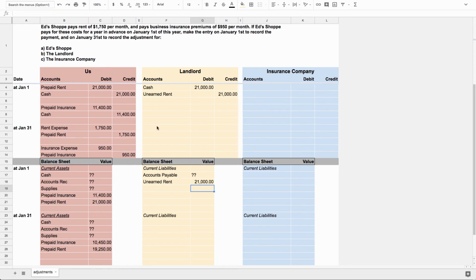On January 31st, at the end of the month, if all of these companies adjust every month and put the right amount of expense and revenue in the accounting period, then you've got to add the revenue you've earned by providing your premises for the month. So at the end of January, you've got to go to unearned rent. This is a liability, so we're debiting it now to reduce the liability by $1,750, and that's now earned. An account name might be rental revenue, and we credit an actual revenue account because we have now earned the money we've been paid by providing our premises for a month.